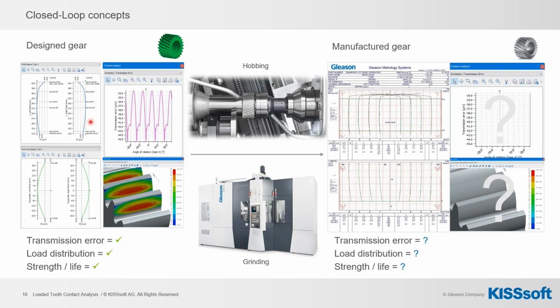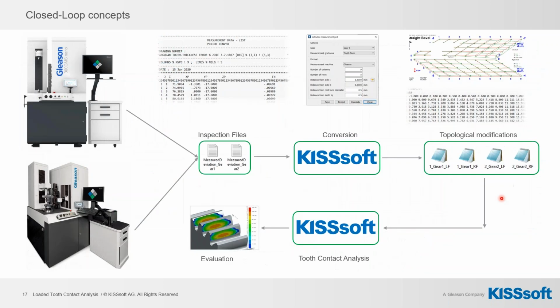And instead of having these profile diagrams, you suddenly get these profile charts, which do not look exactly the same as you have designed. Also in the lead direction, you can see it's absolutely not what you have been expecting. So these are the manufacturing errors. So the question here is, how does my real gear perform? The gear or a gear batch that has been produced. And for that, we have a solution.